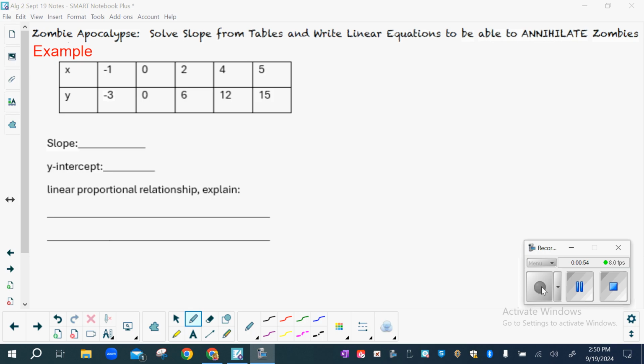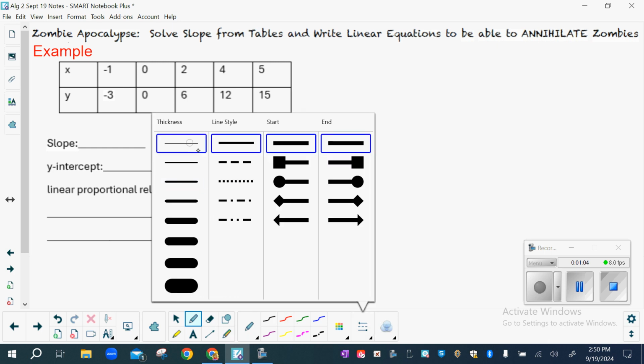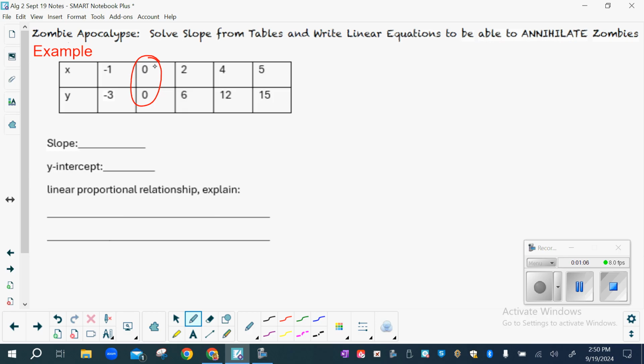Good. So can I just choose any 2? Yes. So what 2 do you want to choose? 0, 0, and what else? 2 and 6. Okay, so we're going to find our slope, which is y2 minus y1 over x2 minus x1. So 6 minus 0 over 2 minus 0.